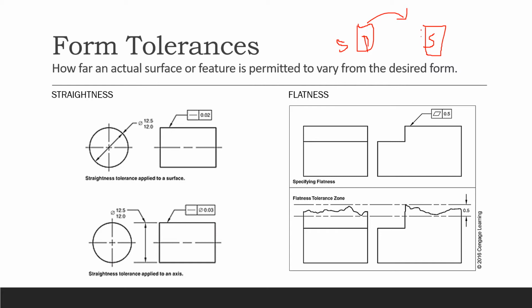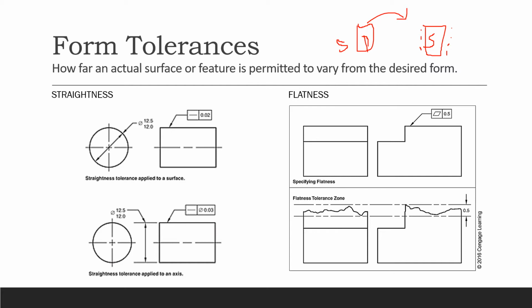And it shouldn't be over that tolerance zone. Okay, got to be within it. So we're just looking at if they are permitted to vary from the desired form. So when you take a look at the diagram, we usually draw this way to indicate the tolerance.